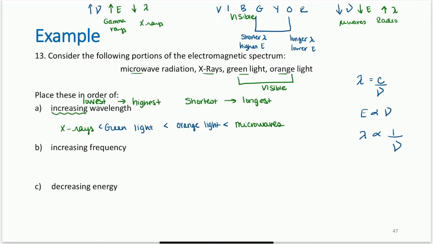Lowest frequency is going to be my microwaves. Next will be my orange light, followed by green light. And the highest frequency in this list will be my X-rays. What about decreasing energy? I want to go from highest energy to lowest energy. Decreasing means highest to lowest.